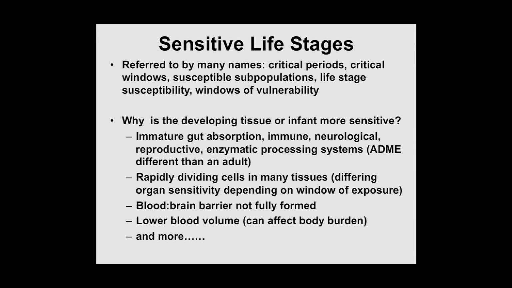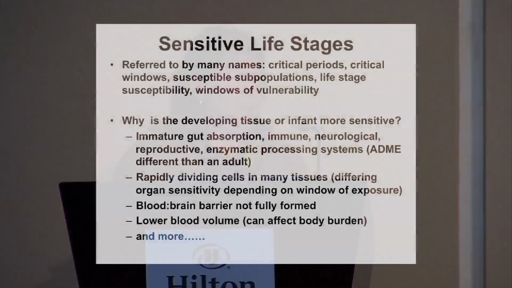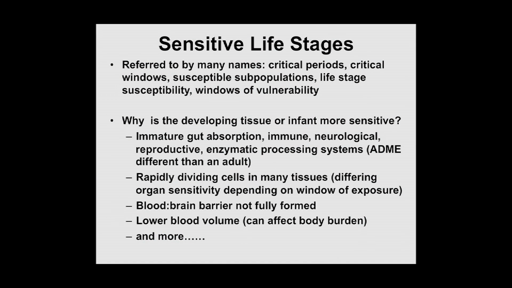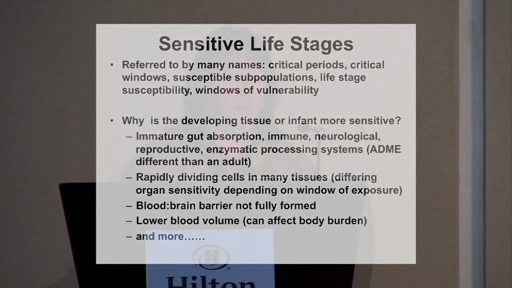Also, the rapidly dividing cells in many of the tissues in the body cause these windows of susceptibility. They are targets for defects in DNA replication, and the blood-brain barrier also is not fully formed at birth. So things that would not normally be able to get to the brain can get to the brain in an underdeveloped child. And last but not least on this list, and there's many more things that you could mention here, is the fact that the blood volume is lower in a child. So if a child is exposed to the same exposure we as an adult are exposed to, they may have a higher body burden because of the lower blood volume that it can circulate in.